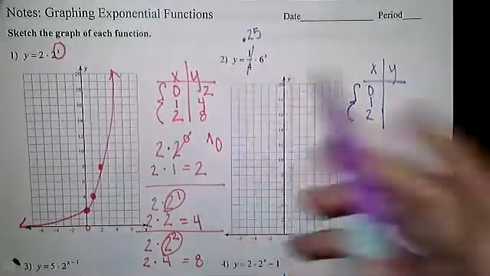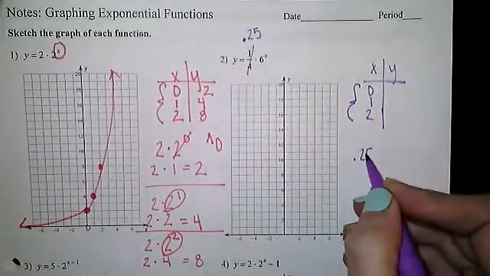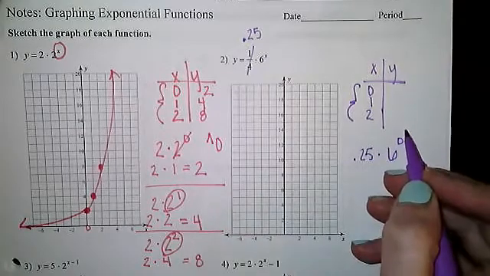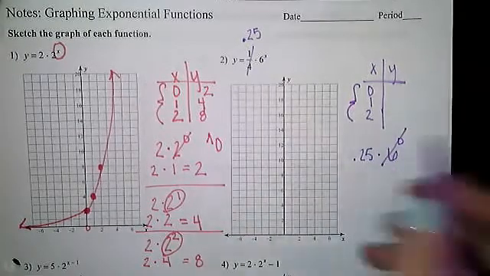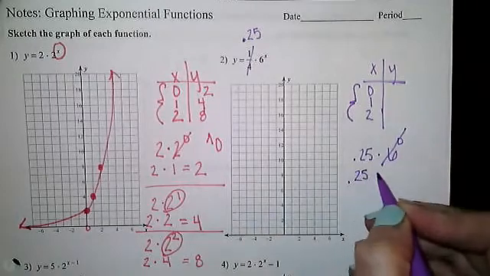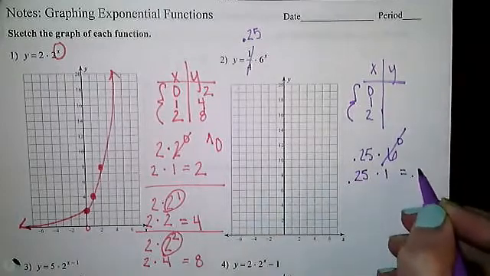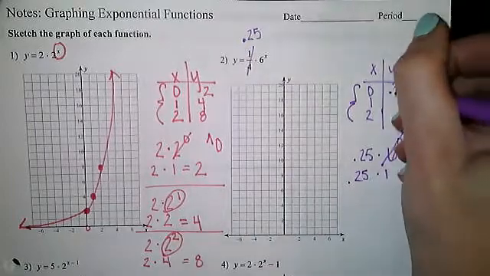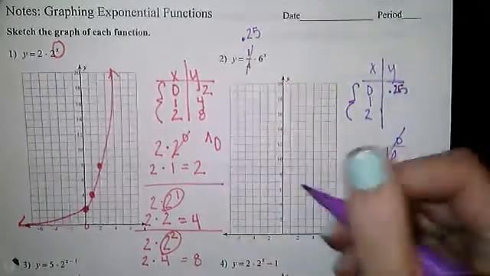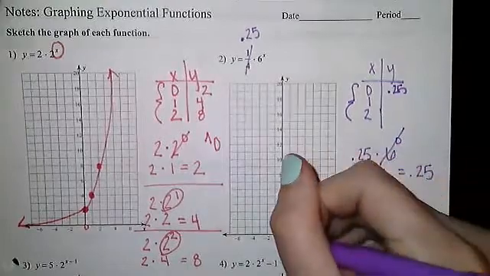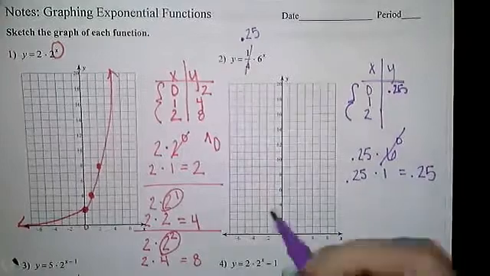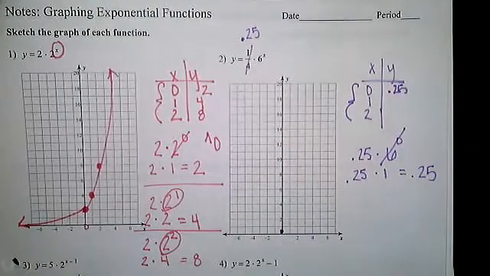So for our first input, we'll have the 0.25 times 6 to the 0. Anything to the 0 is just 1. So we'll have 0.25 times 1, which is just 0.25, which means that if we're plotting this, we go right at the 0 and we go up a quarter of a box. So it's really, really close to the origin.